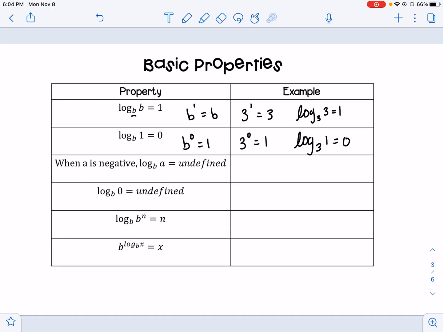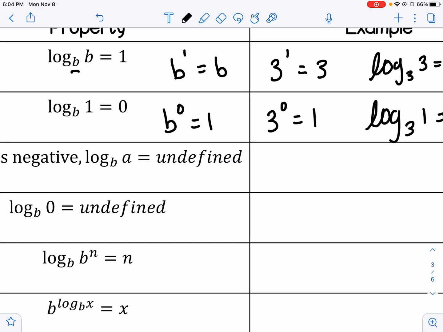Okay, so if we keep moving, these two are just ones that we can always use to evaluate. These two use a little bit more thinking involved. So here it says when A is negative. So remember, A is talking about the argument. This whole statement is going to be undefined. So once again, we can think about that in exponential form. What we're saying is b to some exponent equals a negative number.